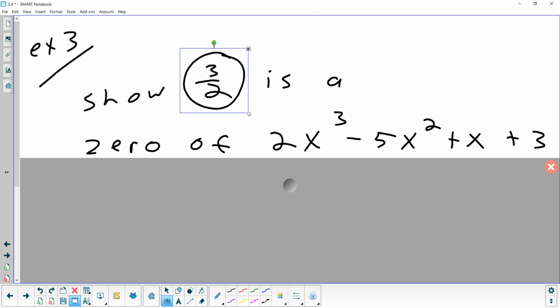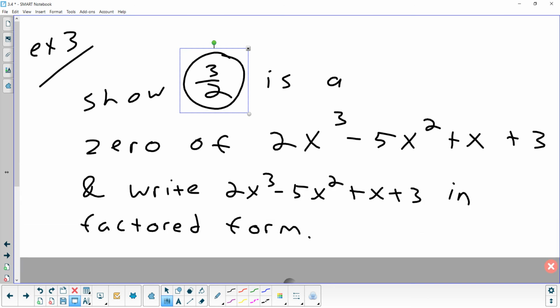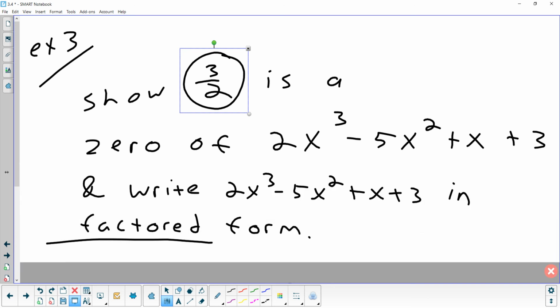Casey, do you have it? X minus 3/2. Remember, if something is a root, x minus it is a factor. And that's important because look at the last part of this question. They're asking me to factor this.